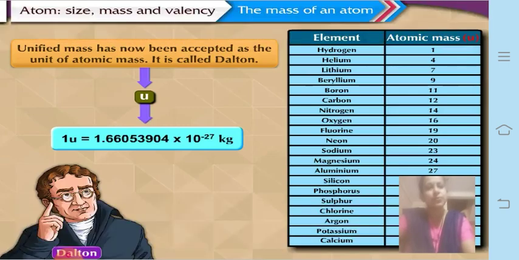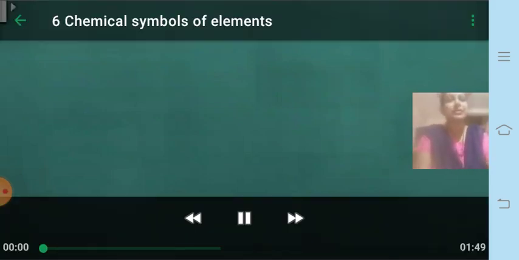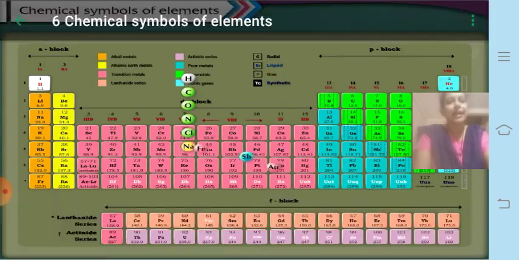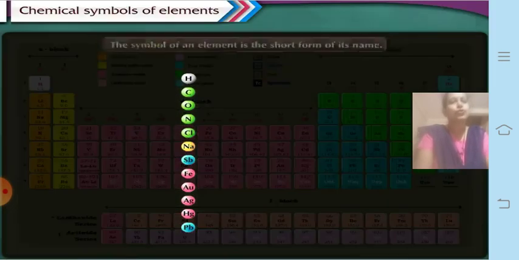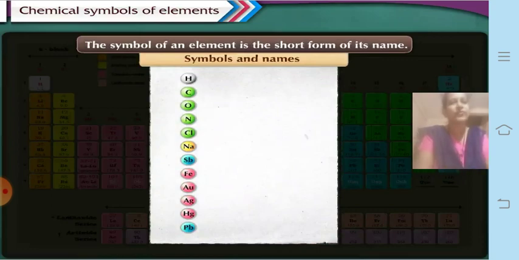Now let us proceed with the next part of the lesson, that is chemical symbols of elements. So let us learn about the chemical symbols of the elements. In chemistry, chemical elements are indicated by symbols. Each chemical element has a symbol. Each of these symbols of an element is the shortened form of its name.